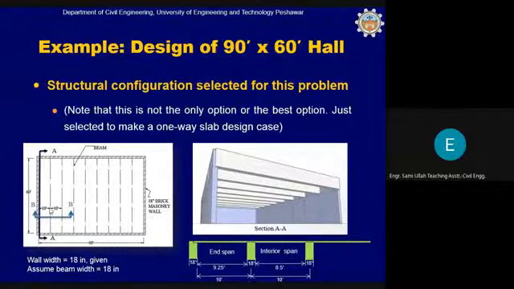For the first exterior span, the distance is counted from the interior face of that wall to the center of the beam. Okay, so if you look at this figure now, this section, this is the wall, this is the interior face of the wall. So from this to the center of the beam, this distance is 10 feet, correct?